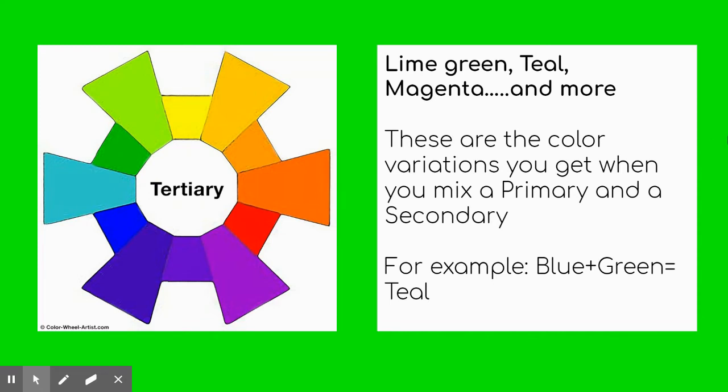We've gone over quite a few of the colors on the color wheel, but you might be wondering, what are all of the other colors called? They are called tertiary colors. These are colors like lime green, teal, magenta, and many more. These are the color variations you get when you mix a primary and a secondary together. For example, blue plus green equals teal.